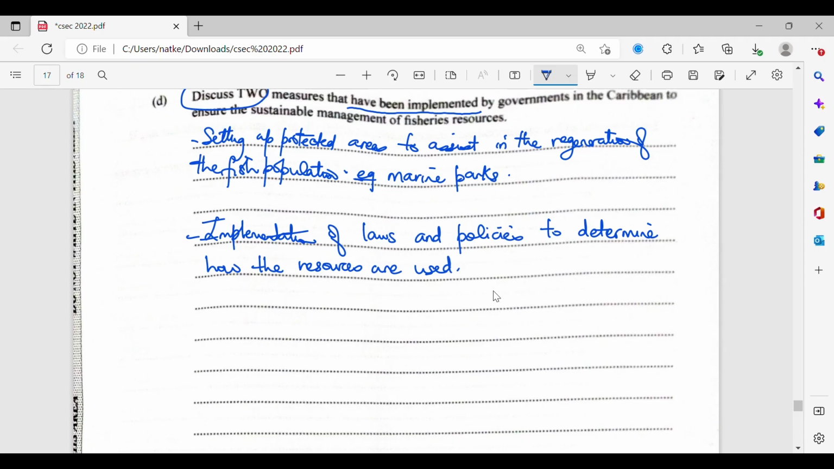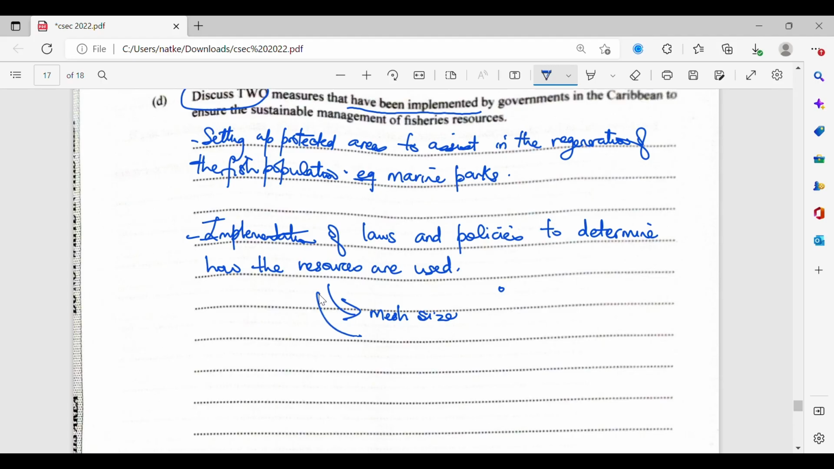Alright, so I won't write out a full explanation, but for this one, you can talk about mesh size. So there are some countries that specifically say what mesh size can be used for the fish pots, because if you're using a very small size, it means that even the tiny fishes are going to get trapped inside the fish pot. If you are using larger sizes, it means that the smaller fishes have the potential to get out of the fish pot.